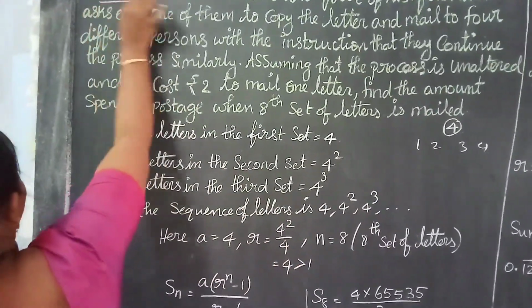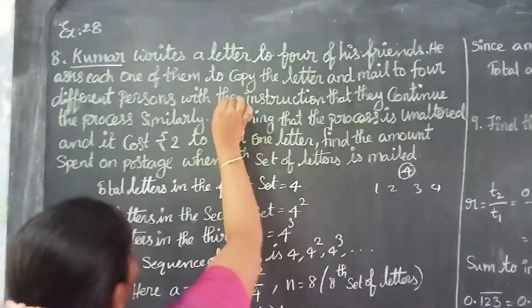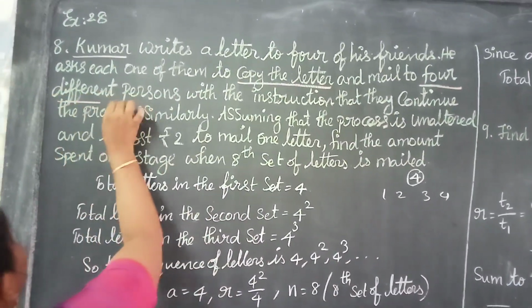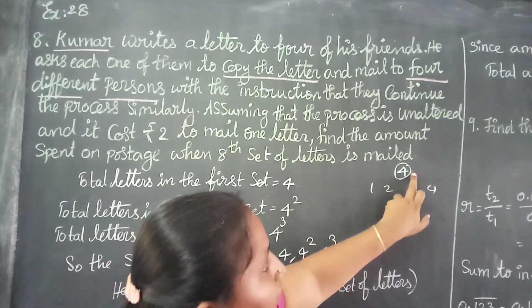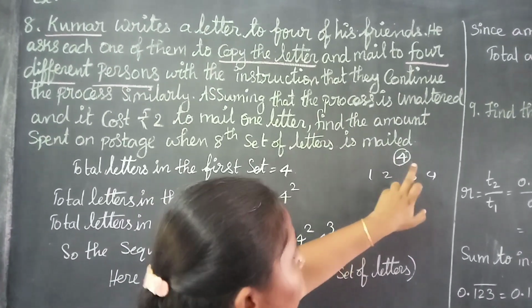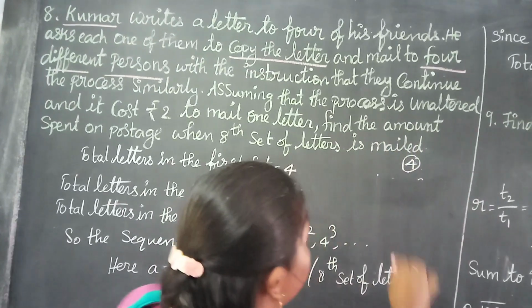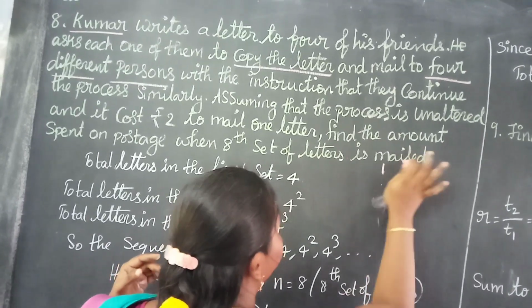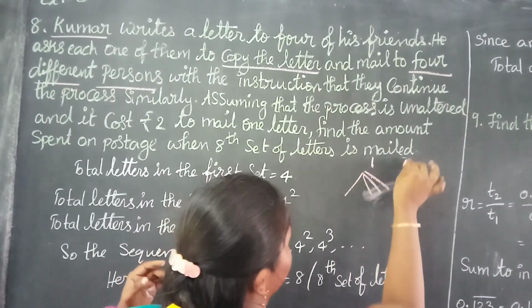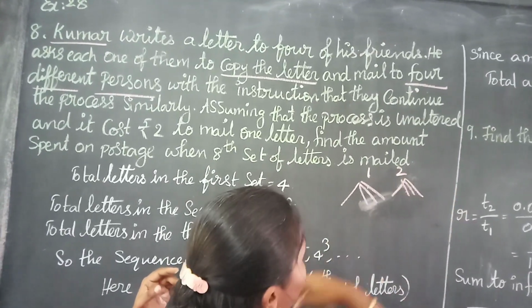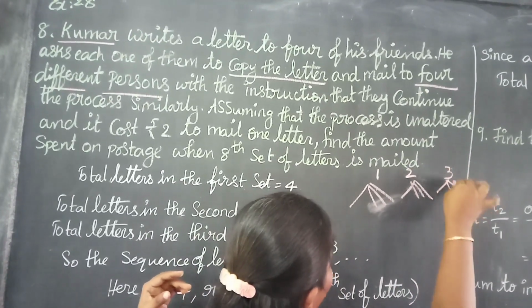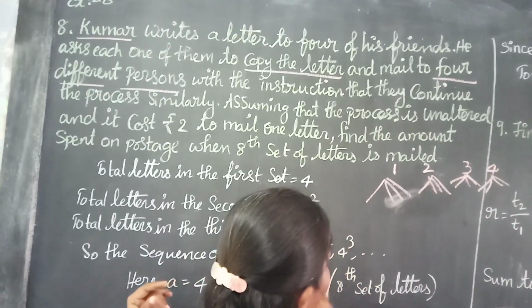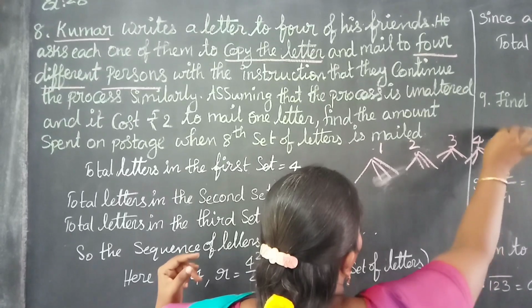So Kumar is the person. He asks his friends to copy the letter to 4 different persons. First, Kumar writes a letter to 4 of his friends. These 4 members have to send to 4 members each. The first person will send to 4 persons, the second person also has to send to 4 persons, the third person also, and the fourth person also. So the first set of letters is 4 letters.